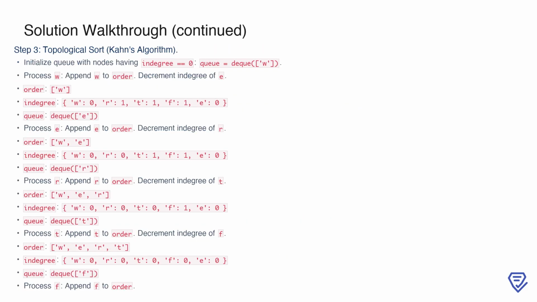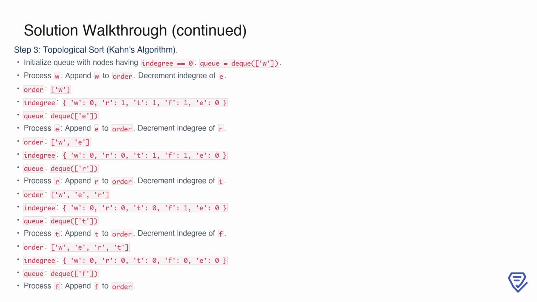Now that the graph is constructed, we perform a topological sort to determine the character order. Using Kahn's algorithm, we start by initializing a queue with nodes that have an in-degree of 0. In this case, W is the only such node, so it is added to the queue. We process W first, appending it to the order and reducing the in-degree of E, which now becomes 0 and is added to the queue.